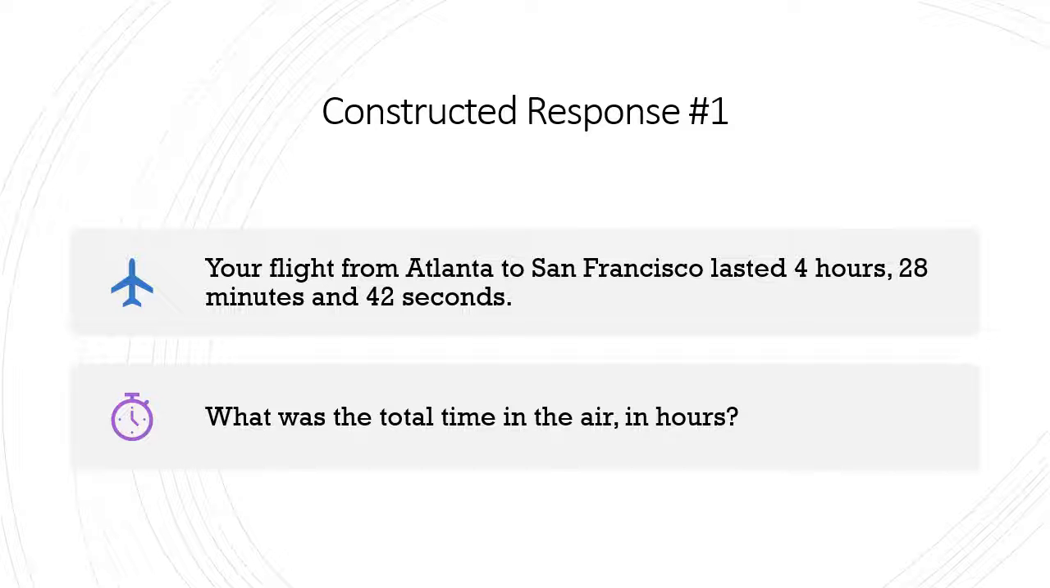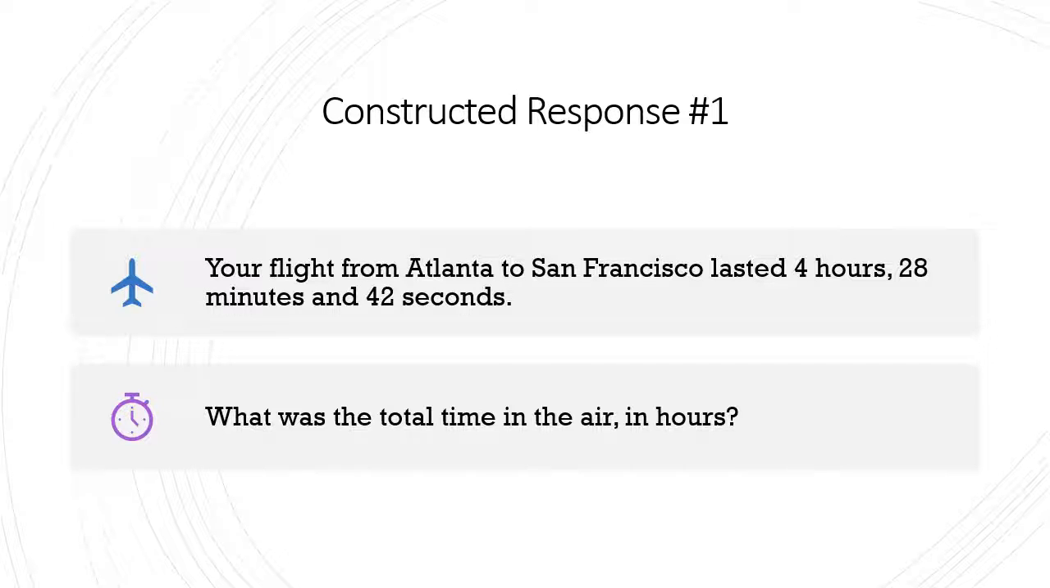Okay, number one, constructed response question. Your flight from Atlanta to San Francisco lasted 4 hours, 28 minutes, and 42 seconds. What was the total time in the air in hours? Okay, so we're given some information about our flight.